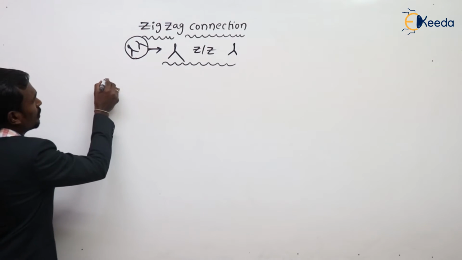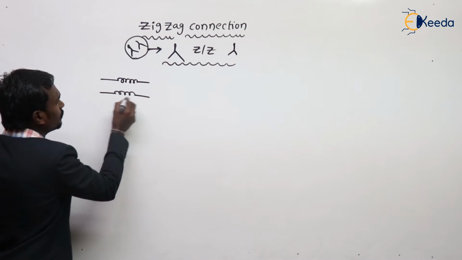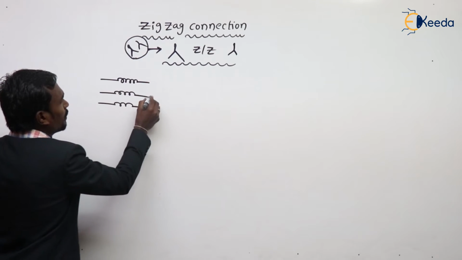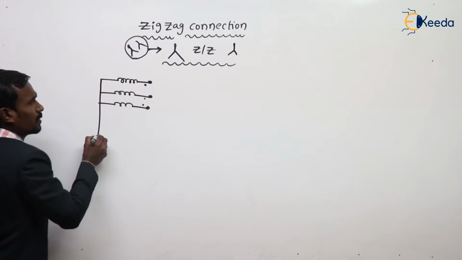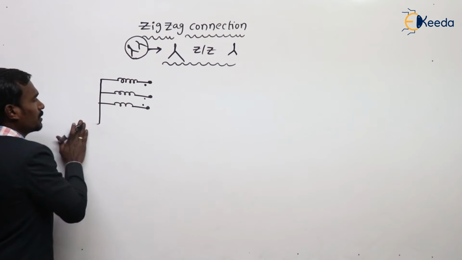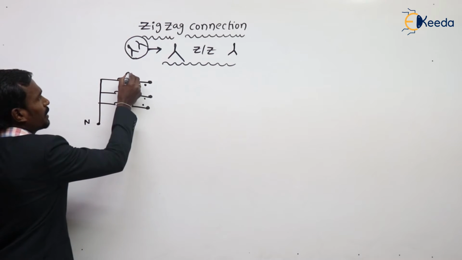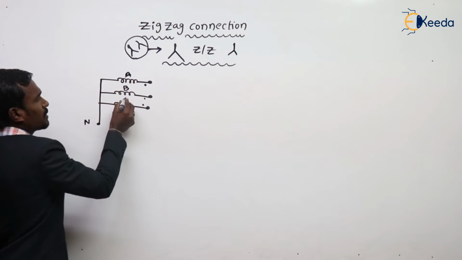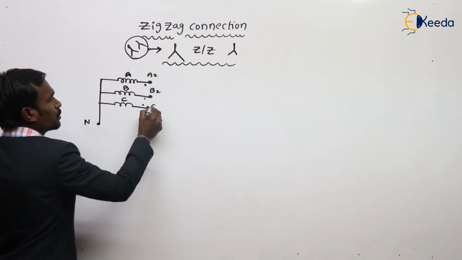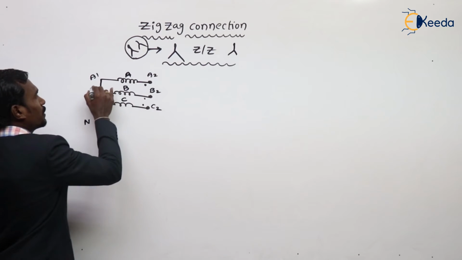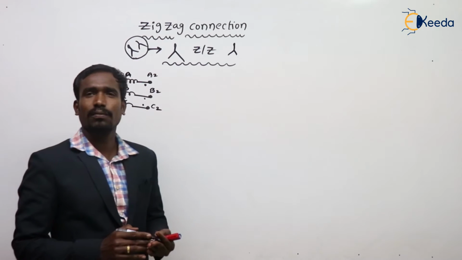See, for example, this is my primary winding, which is star connected. A, B, C, A2, B2, C2, A1, B1, C1. This is my star connection.